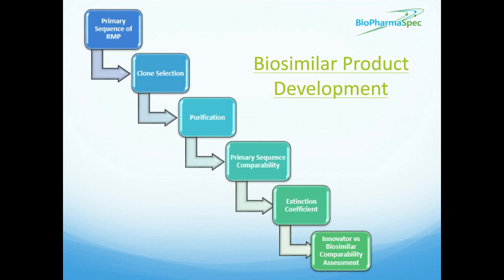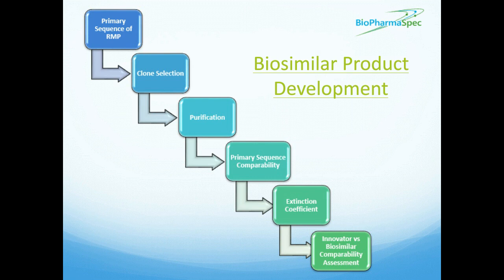Moving along the schematic, we get to determining the primary sequence of the biosimilar and showing that it is comparable to the reference material. In this case, this is one place where the regulators, we often use the word similar or comparable, but in the case of the primary sequence, it must be identical. That amino acid sequence of the protein of the biosimilar must be identical to the reference product.